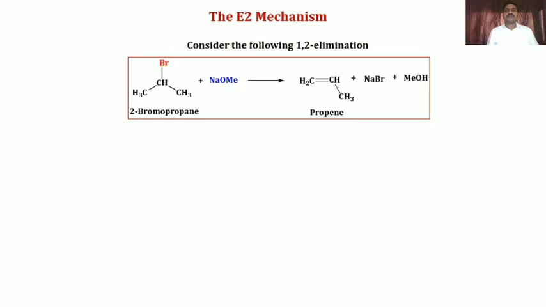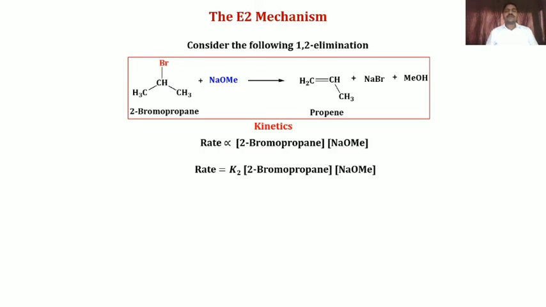Welcome students. Now we will start our first reaction, that is the E2 mechanism. So consider the following 1,2 elimination reaction. 2-bromopropane on reaction with sodium methoxide gives propene as a product, and these are the byproducts of the reaction.